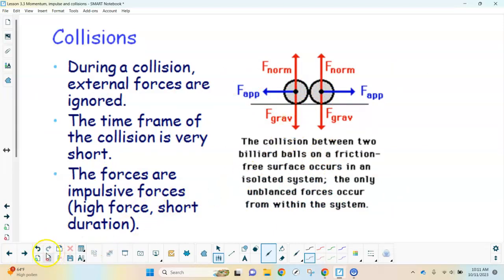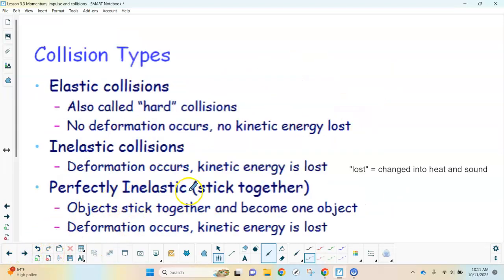All right. So there are 3 different types of collisions: elastic, inelastic, and perfectly inelastic. This slide overviews them together, and then we'll talk about each one specifically. Elastic collisions are called hard collisions because there is no deformation. Deformation is just when an object changes shape. And because there is no deformation, supposedly there is no kinetic energy lost.